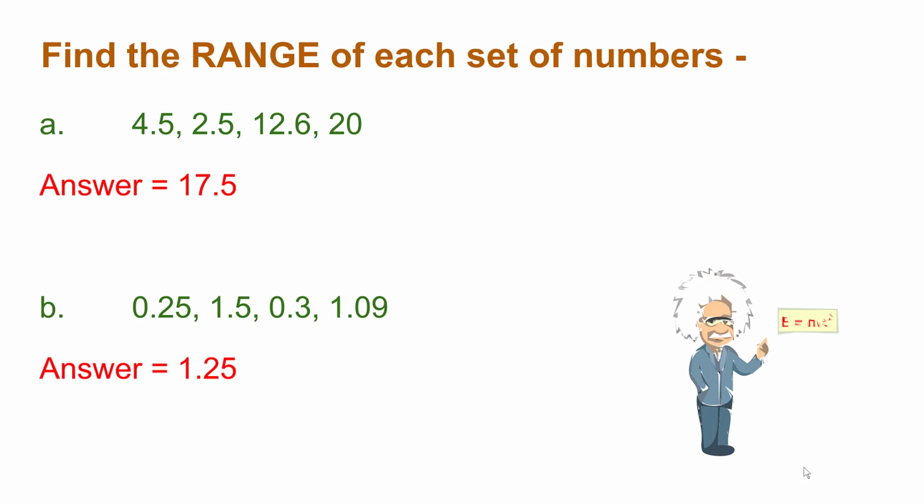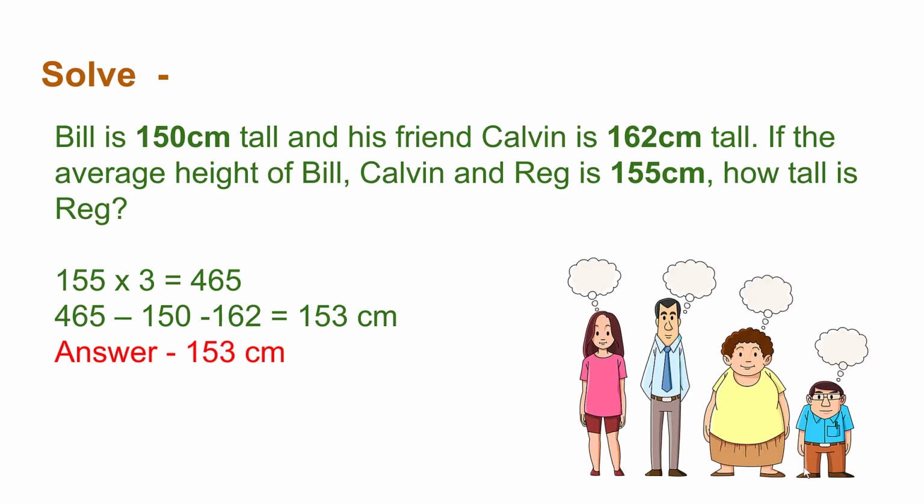Over here we have these 4 numbers. The greatest number is 1.5. The least number is 0.25. 1.5 minus 0.25 is 1.25.